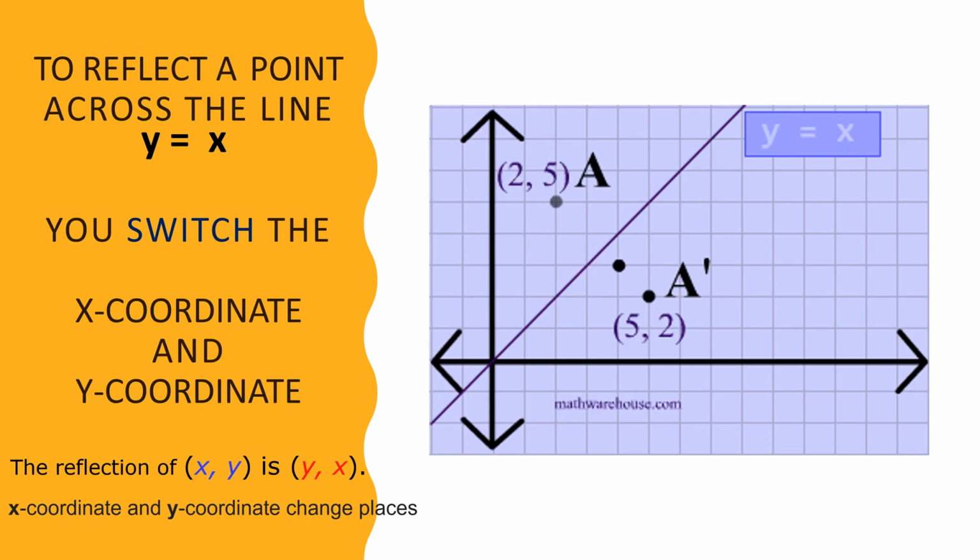The third type of reflection is the reflection across the line y equals x. Now to reflect a point across the line y equals x, all you simply need to do is to switch the coordinates. You switch the x coordinates and y coordinates. So the reflection of x comma y is y comma x. All you need to do is to change the places. Here's an example. You have a point 2 comma 5. When you reflect this across the line y equals x, you have it to be 5 comma 2. And that is what you have displayed on the graph.